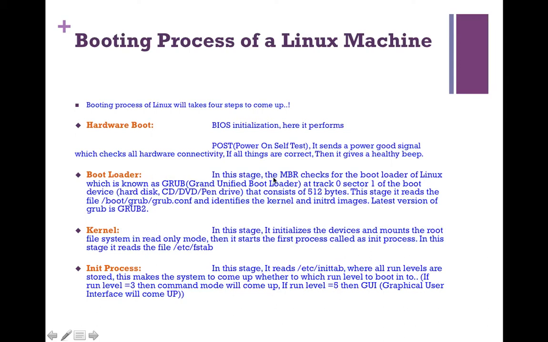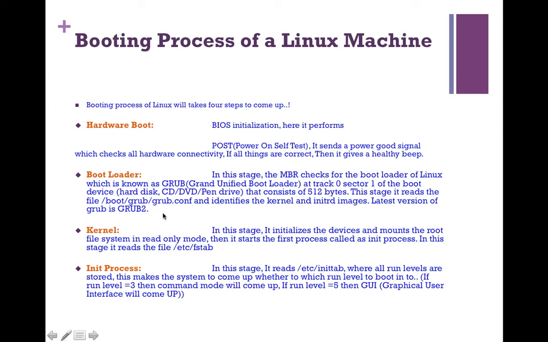In this stage, the MBR checks for the bootloader of Linux, which is known as GRUB, Grand Unified Bootloader, at track 0, sector 1 of the boot device, such as a hard disk, or a CD, or a DVD, or a pen drive, that is 512 bytes in size. In this stage it reads the file /boot/grub/grub.conf and identifies the kernel and init images. The latest version of grub is grub2.